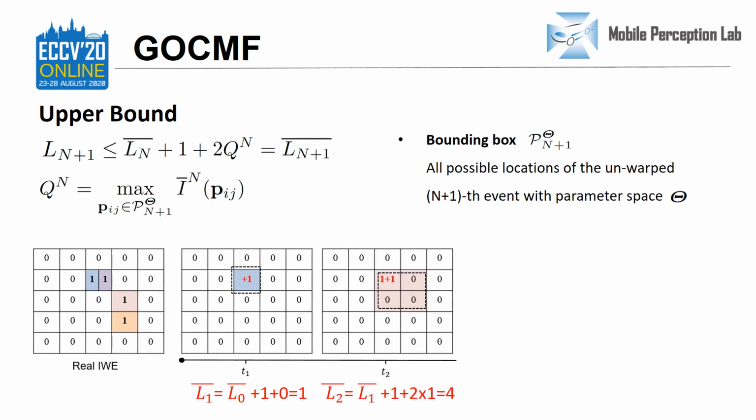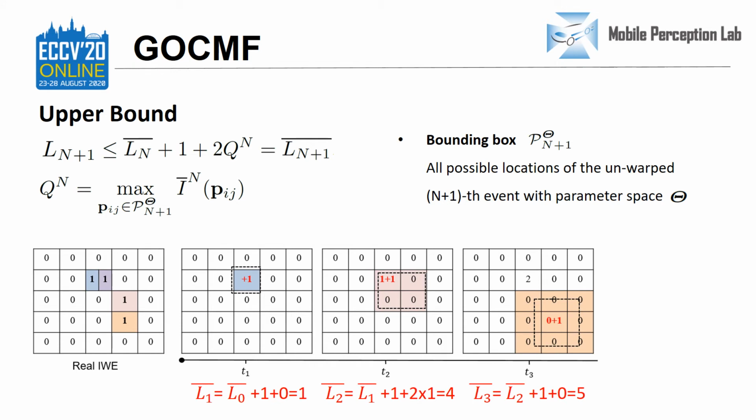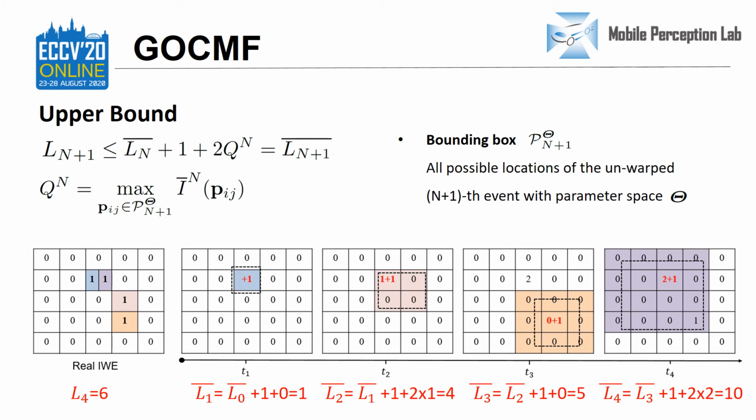For the second event at time t2, we may again extract the bounding box and choose the maximum value to be increased by 1. The upper bound now is updated to 4. Similarly, for the third event at time t3, choose the center of the bounding box, increment by 1, and update the upper bound to become 5. For the fourth one, the chosen maximum in the bounding box will again be the initial accumulator, and the upper bound becomes 10. As required, it is bigger than the ground truth contrast of 6.